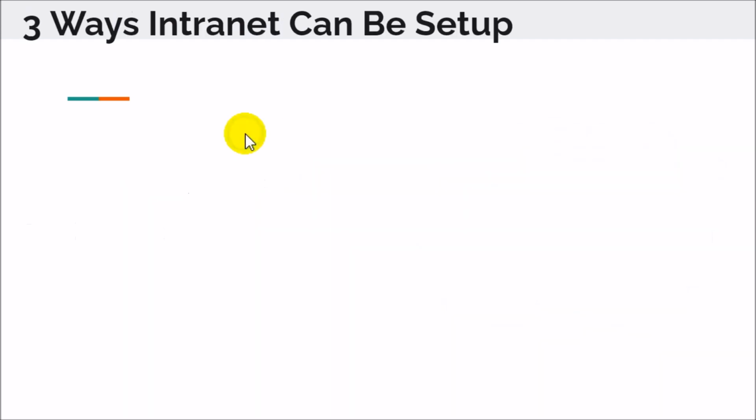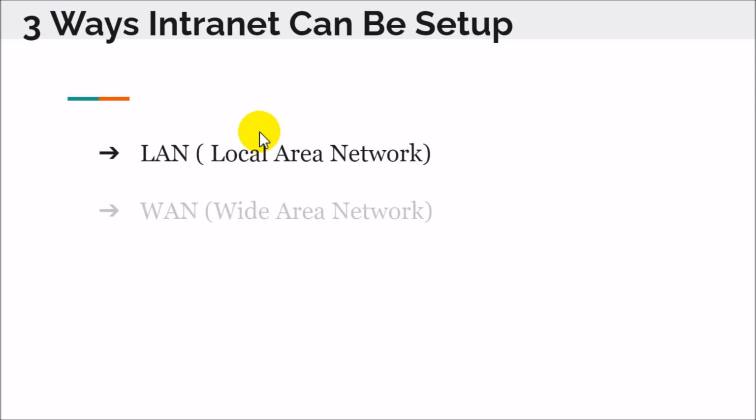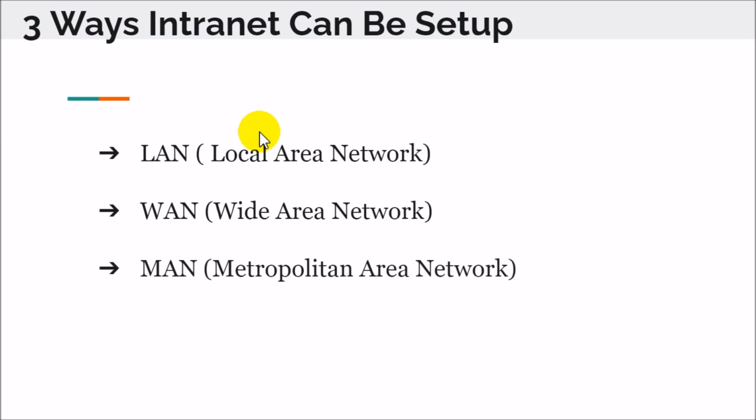Okay, so there are three major ways an intranet can be set up in a work environment today. First, you have the LAN, local area network. You have the WAN, wide area network. You have also the MAN, metropolitan area network. Now let's get to understand these different setups of intranet.